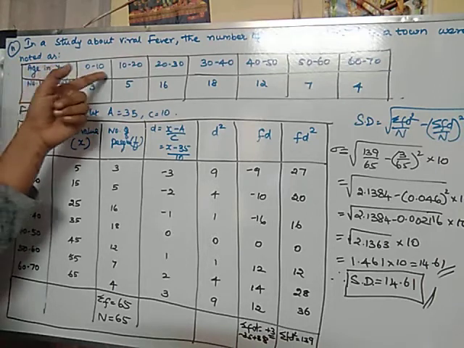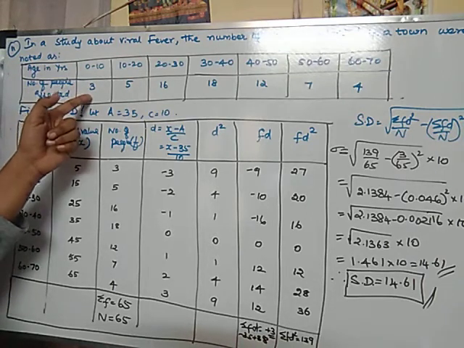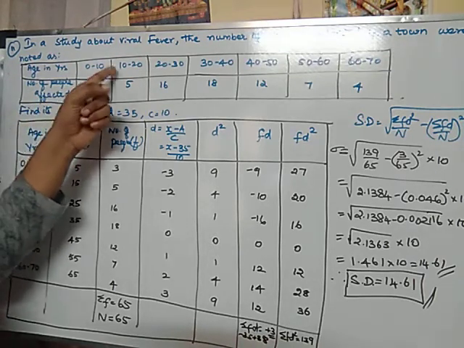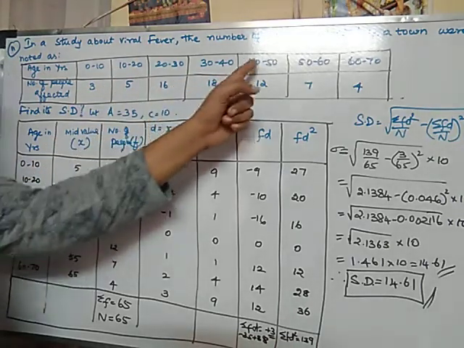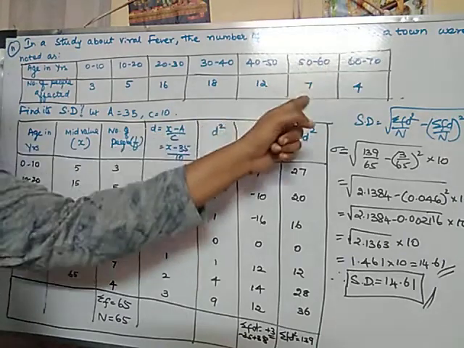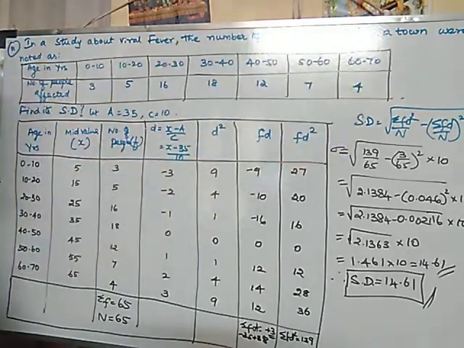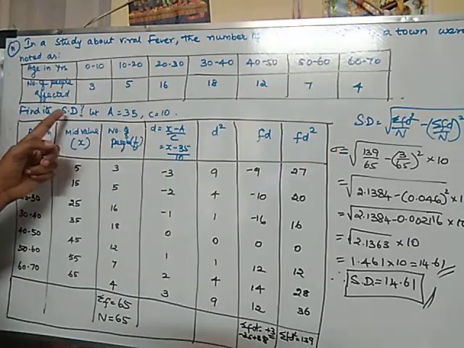So, between 0 to 10 age, there were 3 people. Number of people affected by fever is 3. Between the age 10 to 20 is 5, 20 to 30, 16, 30 to 40, 18, 40 to 50, 12, 50 to 60, 7, 60 to 70 is 4. For this, find the standard deviation.